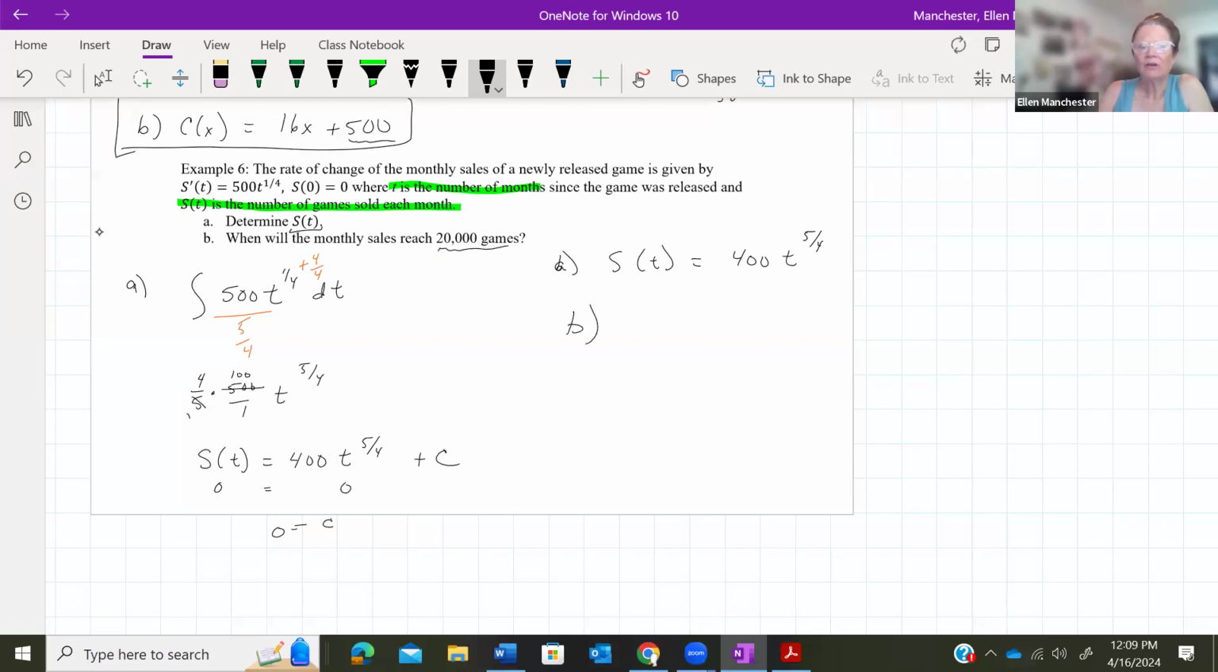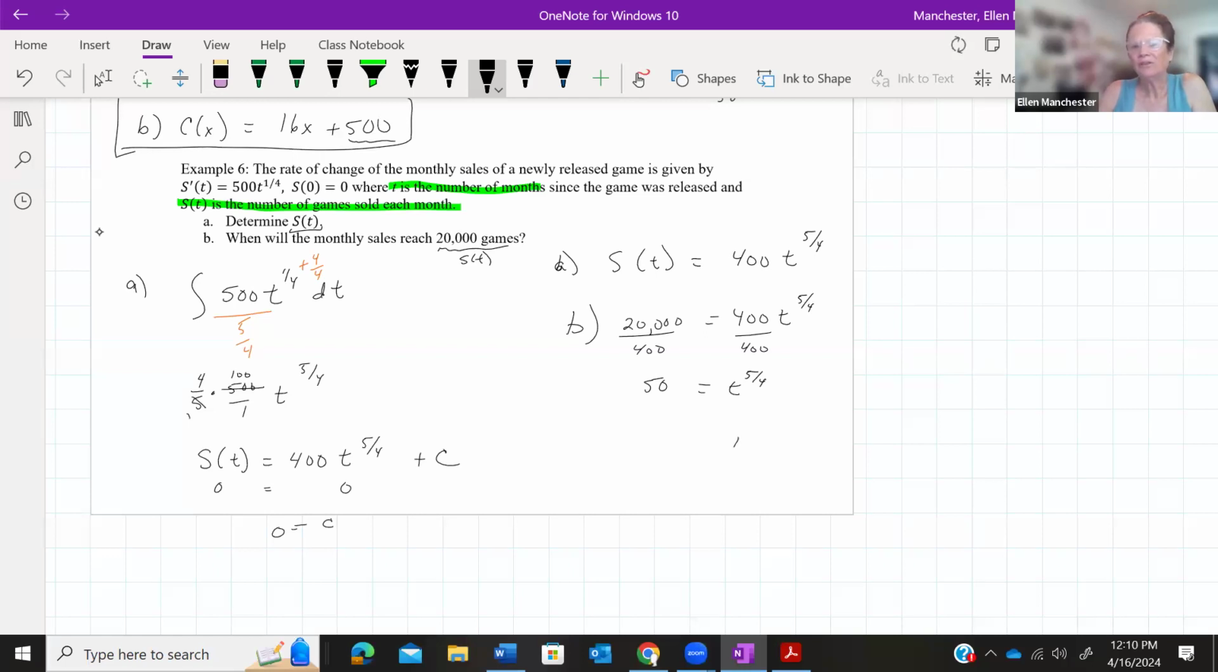B says, when will the monthly sales reach 20,000 games? Where t is the number of months, S of t is the number of games. So this is my S of t. So I'm going to go 20,000 equals 400 t to the 5/4. I know I'm running out of time. Okay, so I'm going to divide off my 400 first. So 20,000 divided by 400 is 50, equals t to the 5/4.